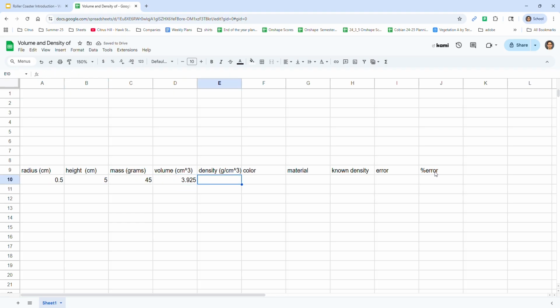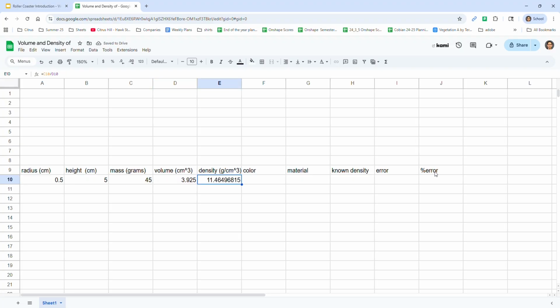Now for density, we're going to type equals. We're going to go with our mass, so I have cell C10. I'm going to do a slash for division. I'm going to hover over my value for volume and hit enter.